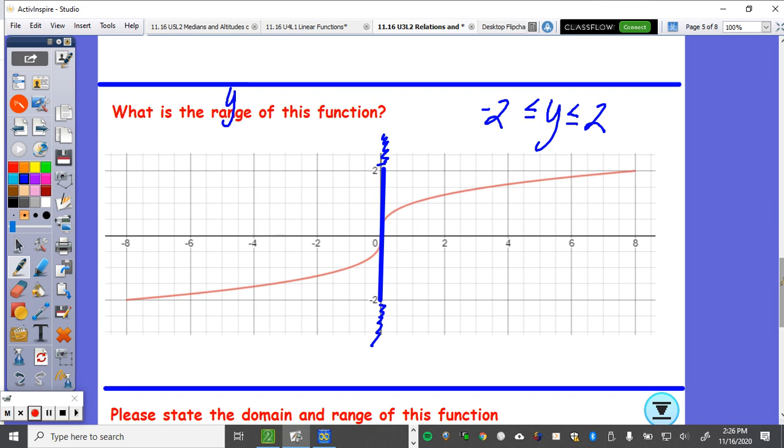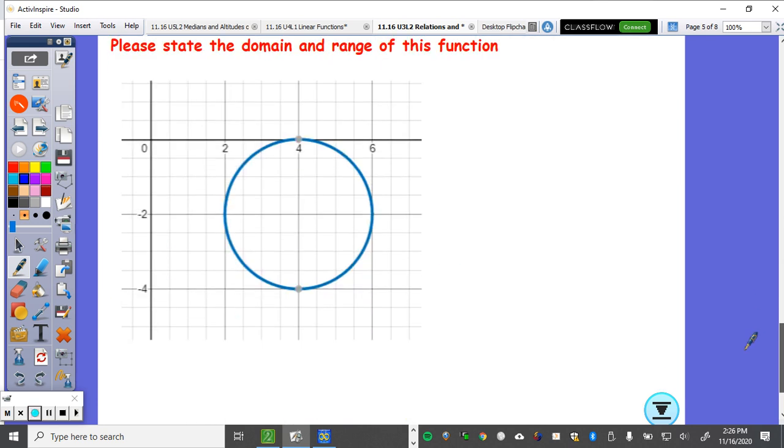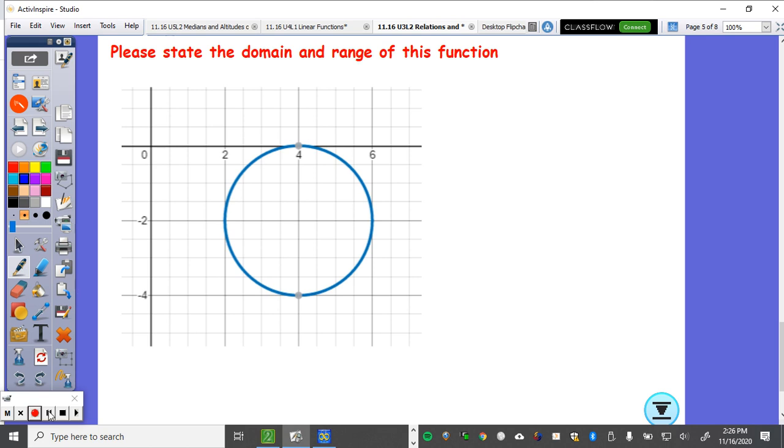Perfect. You guys tell me the domain and the range of this function. For the domain, we're using all the x values between what two numbers? 2 and 6. And the range, the y values, we're using all the y values from what two numbers? 0, -4. But which one goes first? -4 to 0. Very good. So remember, the smallest number goes on the left. We said it a bunch of times during compound inequality. Thank you.